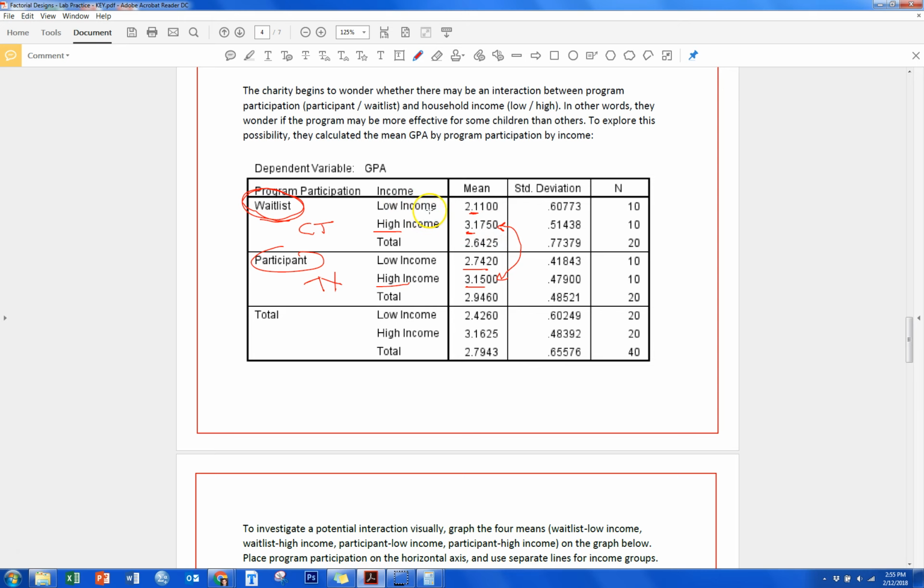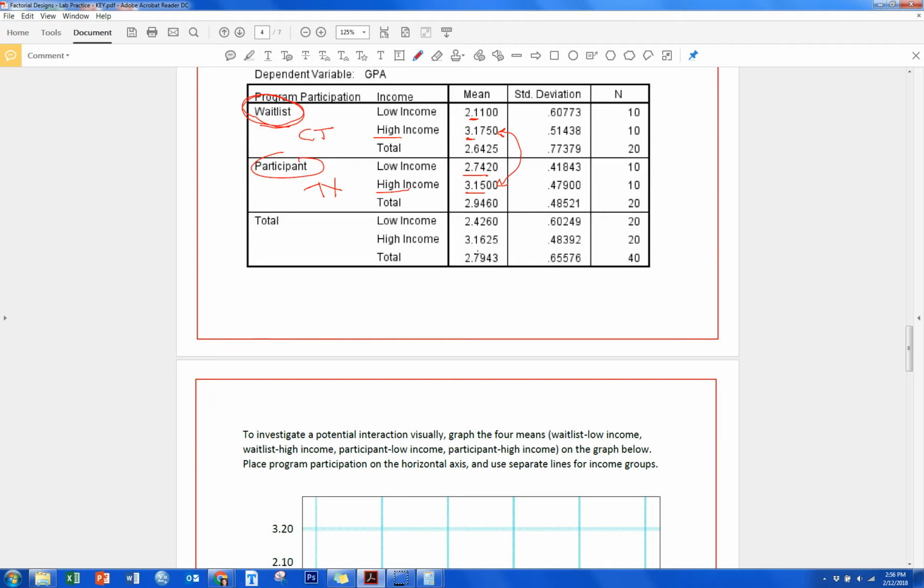But if you look at the low-income kids, those who were not in the program, the control group, 2.1 versus 2.74. So the mean is a lot higher for the low-income kids when they're in the after-school program. They're participants, they're in the treatment group. So it suggests here that there could be some kind of an interaction at play.